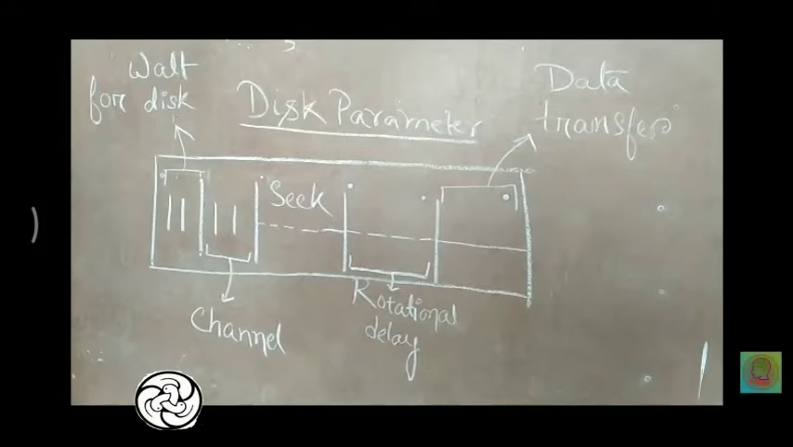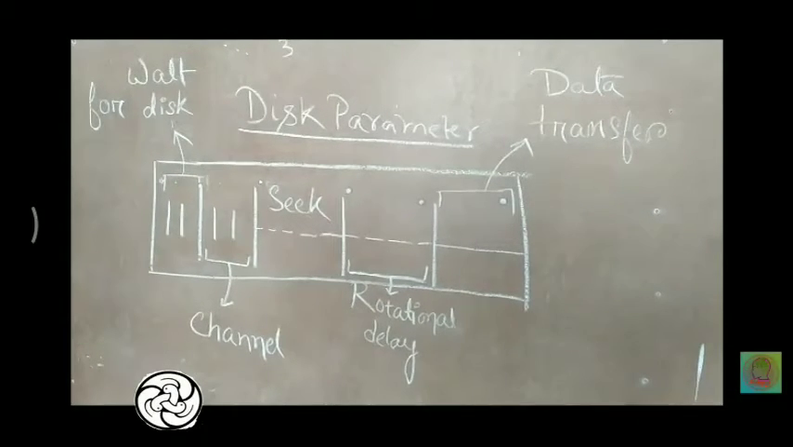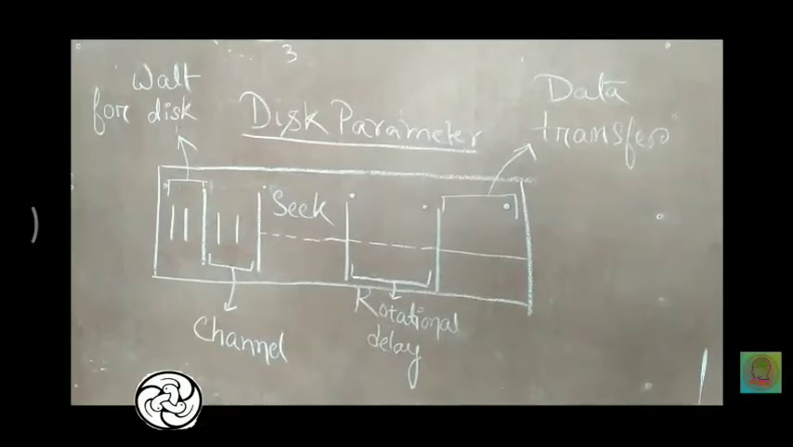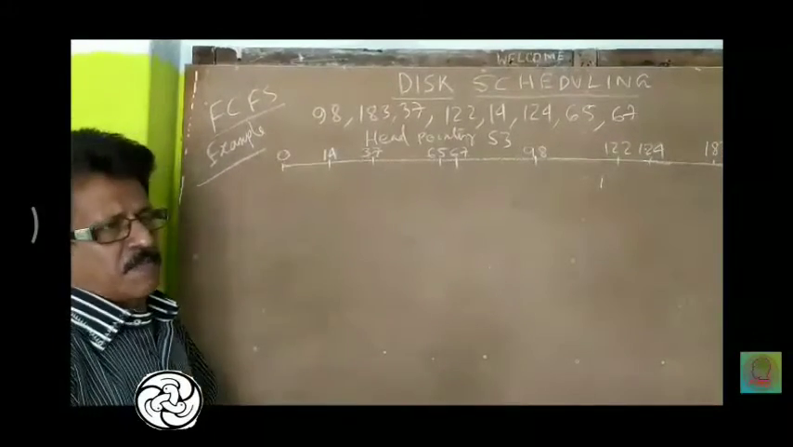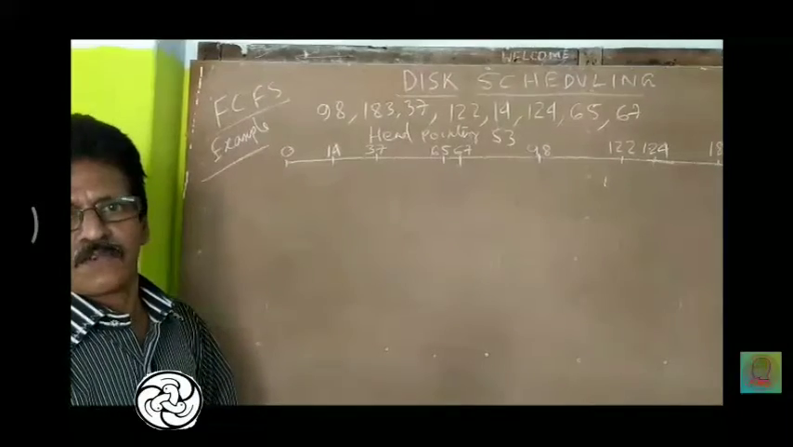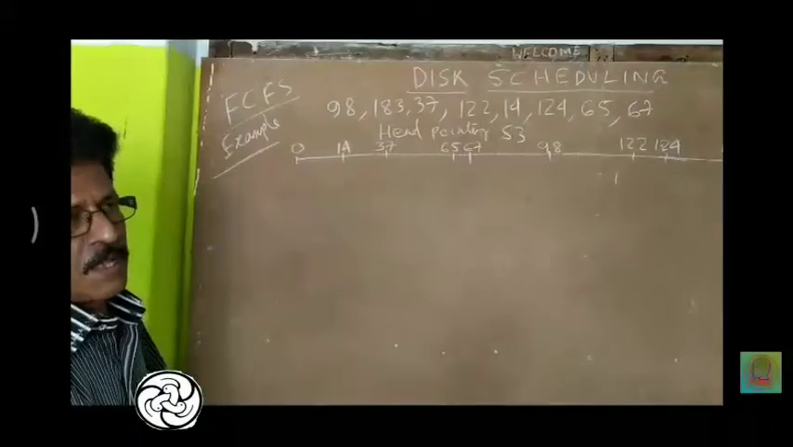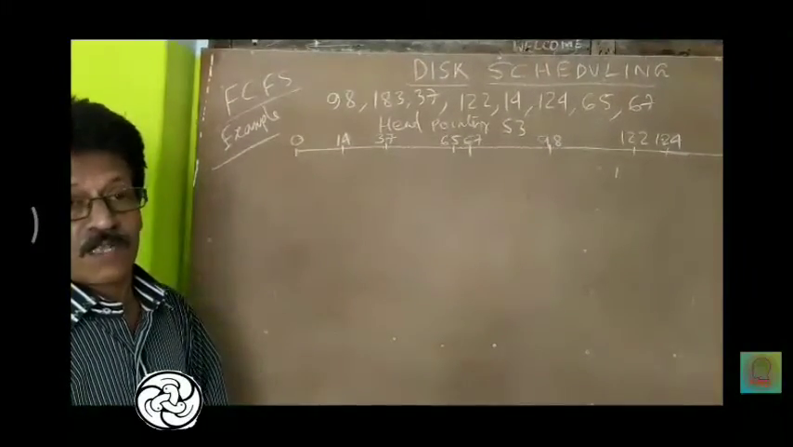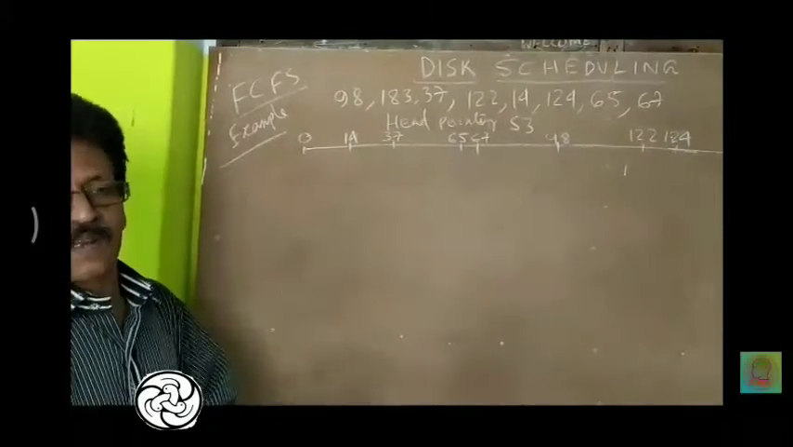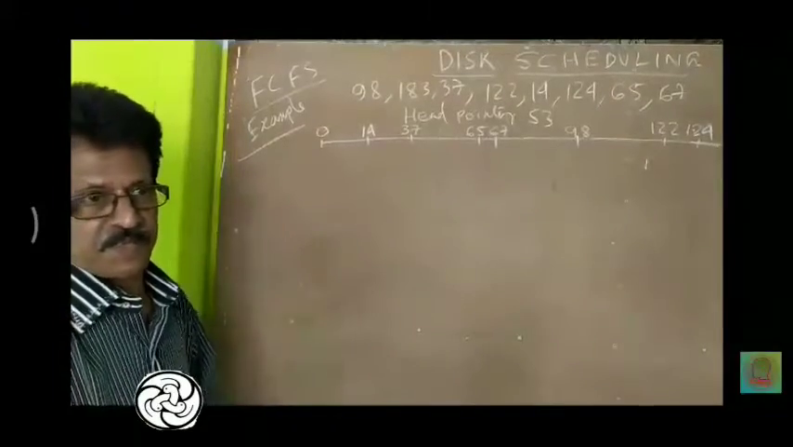We have to calculate different kinds of performance, meaning this movement. So see the board. Now consider the very easy and simplest algorithm known as FCFS, first come, first serve. This algorithm is very easy to implement, but it is not the optimal one. There is another algorithm which is optimal, but first we have to understand FCFS.